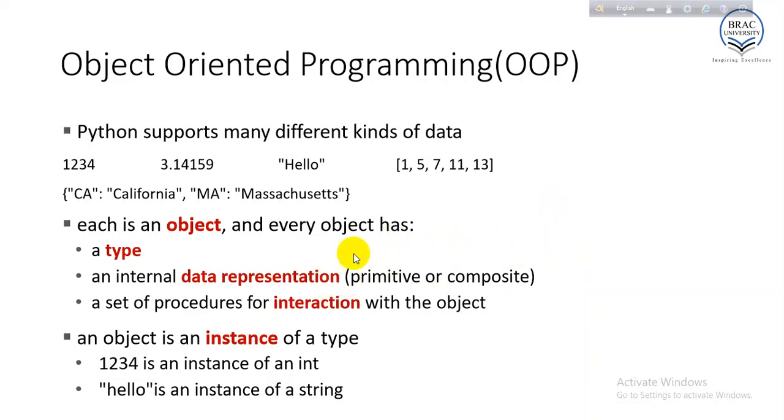And there will be a set of procedures for interaction with the object. So within a class, we will have an internal data representation and a set of procedures. And each of the objects of that class obviously has a type. So an object is an instance of a type. 1, 2, 3, 4 is an instance of an int, or we can say the integer class. Hello is an instance of a string, or we can say an instance of the class string.